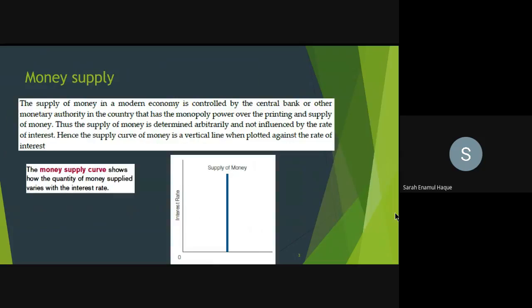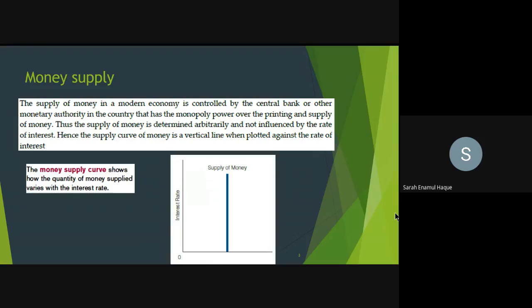So if that is clear, let's go to money supply now. Remember I told you we'll look at money demand and supply. So yeah, we have I think 2 minutes left, so let's hurry up. So money supply. The money supply curve shows how the quantity of money supplied changes with the interest rate. So again, the same thing we are looking at, but this time we are looking at the supply of money. That is, when the interest rate changes, what happens to the supply of money?